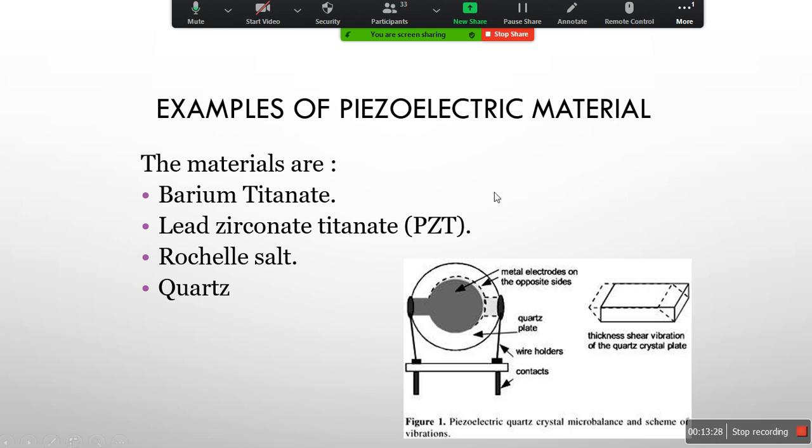Now if you look at the diagram here, it shows the piezoelectric quartz crystal microbalance and the scheme of vibrations. So you can see here, this is a quartz crystal. Inside you will have a quartz plate, and metal electrodes are placed on the opposite sides, and here you will have wire holders, and these are the contacts. With the help of these contacts, you will be able to apply the pressure or mechanical stress or strain on this.